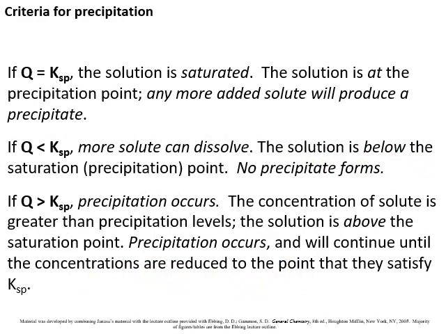So we've already mentioned this. If KSP is the same as Q, we're saturated. If Q is less than KSP, then more of the solute can dissolve. And if Q is greater than KSP, then you're supersaturated somehow, and some of the stuff that's already dissolved in the solution is going to have to precipitate out. Next slide.